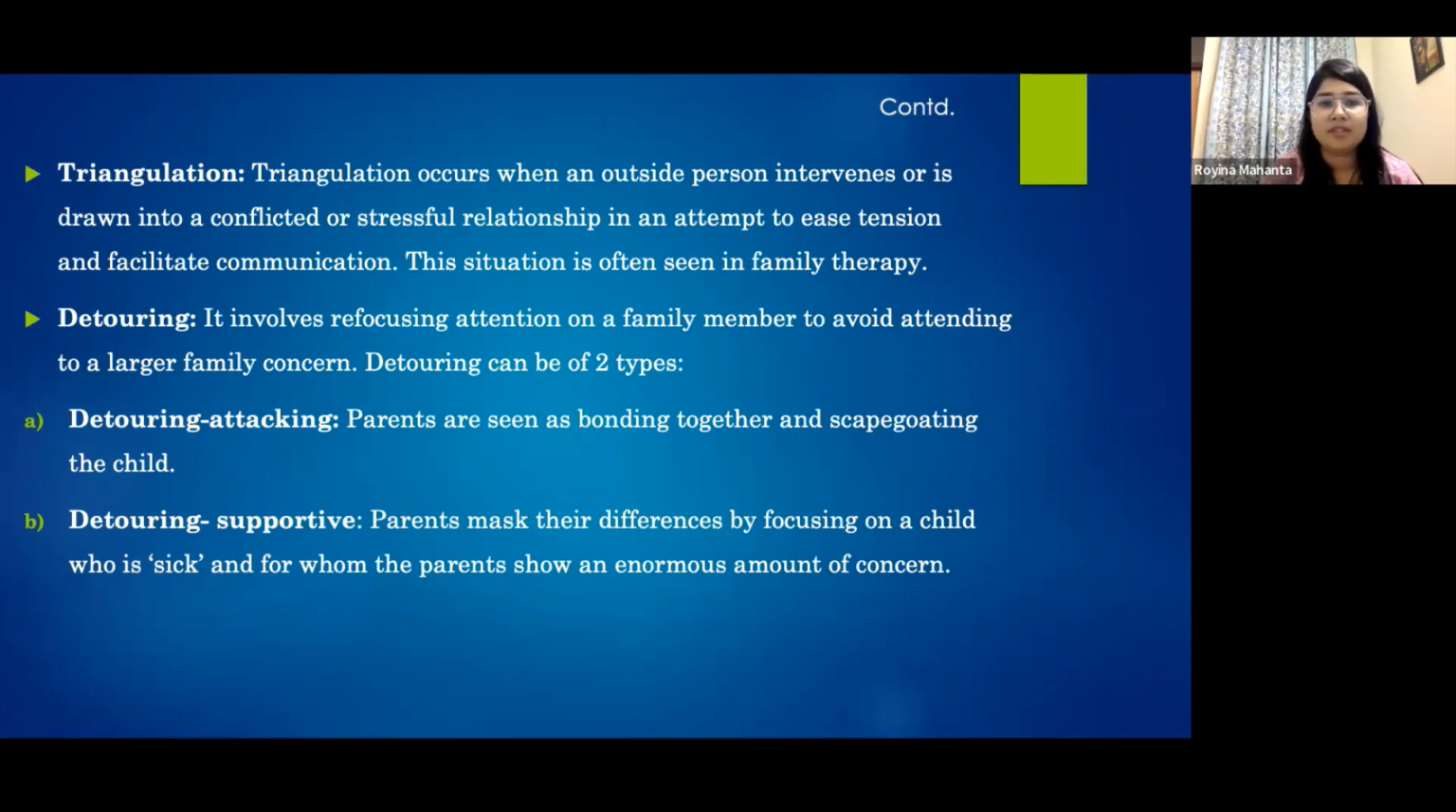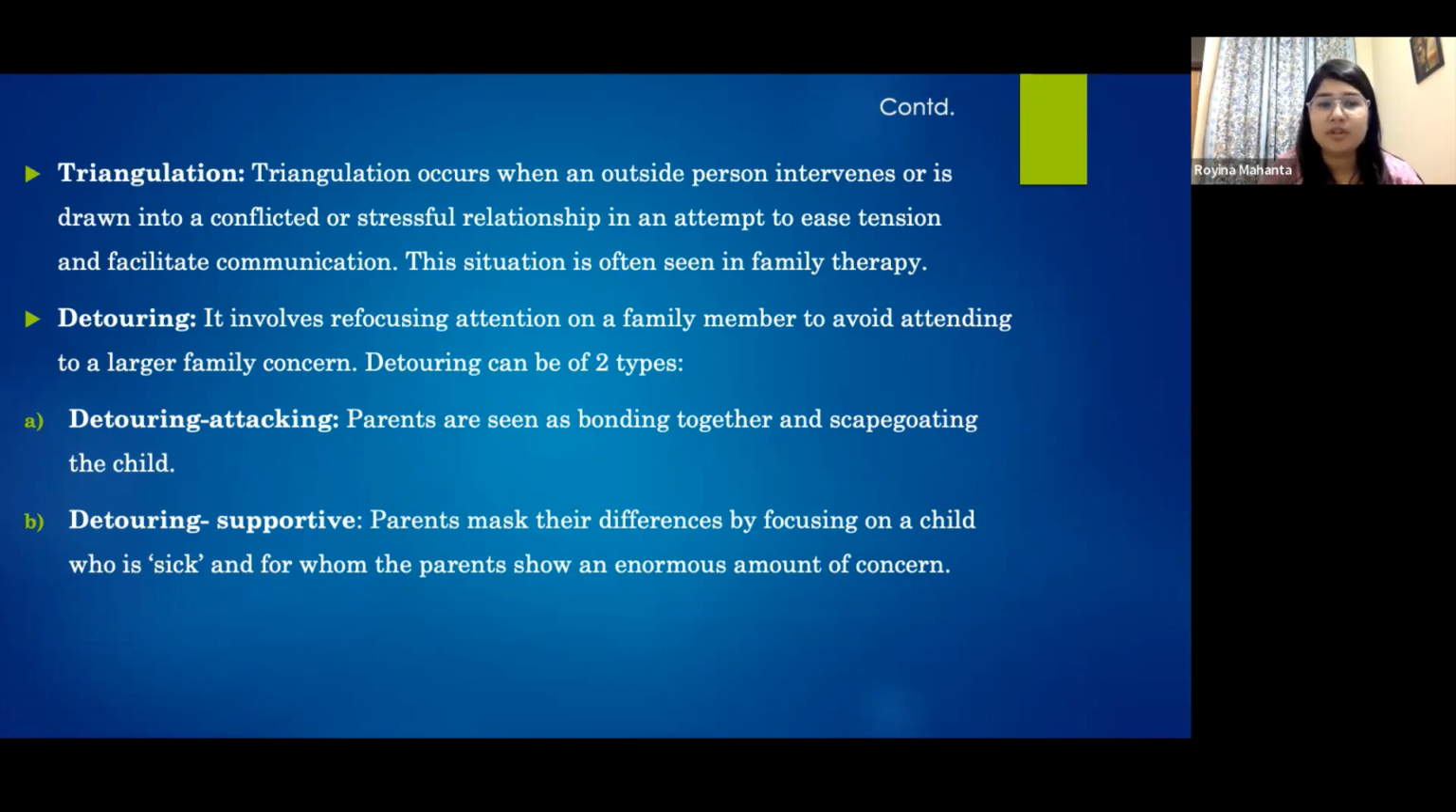for their problems. For example, if a set of parents say or feel that after the child was born, they have been rarely spending time with each other, which is leading to conflict between them. This can be one example of detouring attacking, how they are blaming the child as the reason for the problem between them, which may not actually be the case.